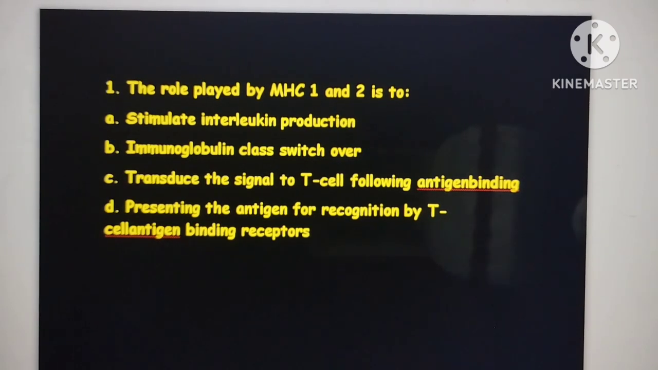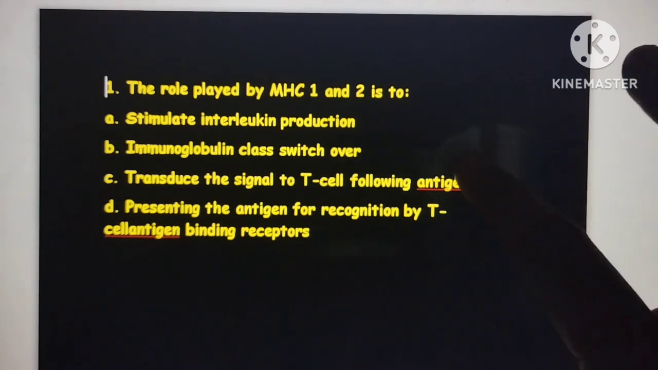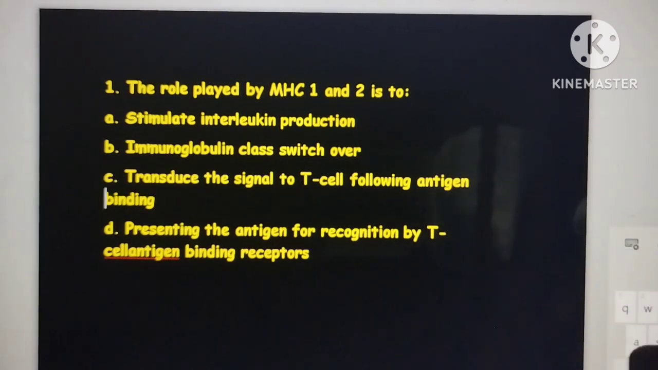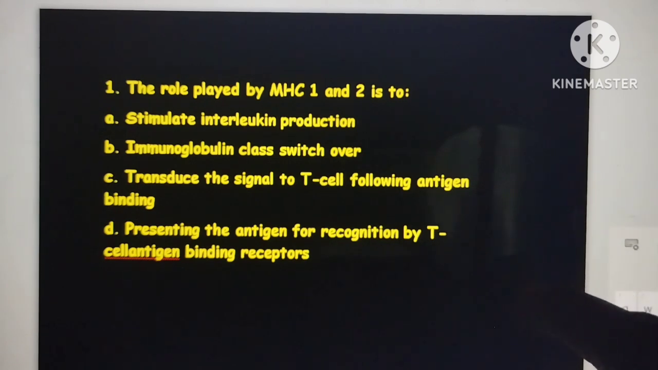So first, the role played by MHC 1 and 2 is to... The options are: stimulate interleukin production, immunoglobulin class switchover, transduce the signal to T cell following an antigen binding, and the fourth option is presenting the antigen for recognition by the T cell antigen binding receptor.